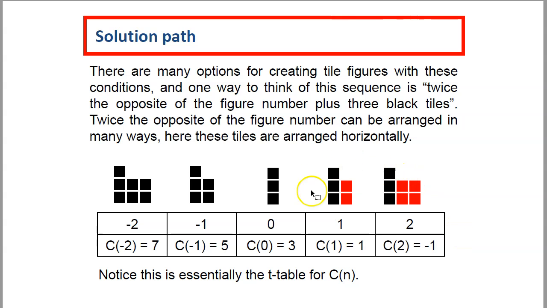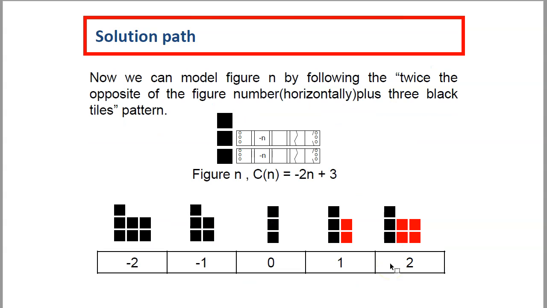Notice when the index is positive, twice the opposite of the figure number means the tiles are red, and when the indices are negative, twice the opposite of the figure number means the tiles are black. And notice this is essentially our t-table for C of n.